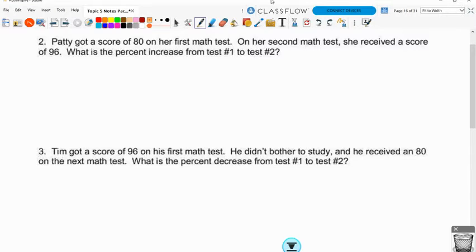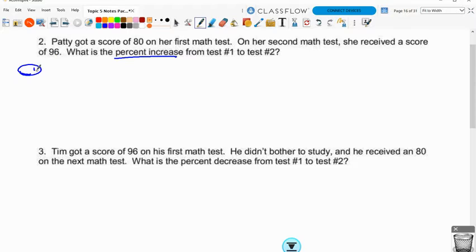In our second example, we're told that Patty got a score of 80 on her first math test. On her second math test, she received a score of 96. What is the percent increase? Percent increase from test 1 to test 2. Again, it's a percent increase because her score went up from the first test of 80 to the second test of 96. Our process, though, is going to be the same.